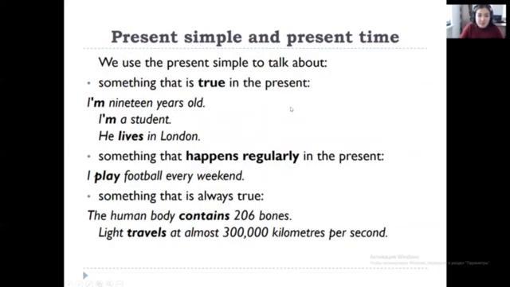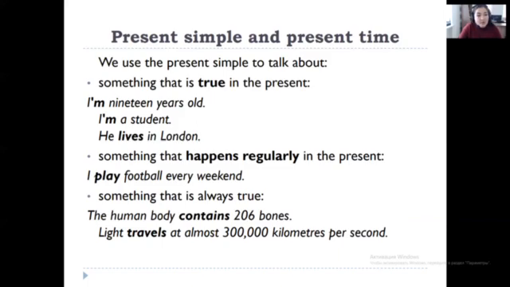Present simple and present time. We use the present simple to talk about something that is true in the present. For example, I'm 19 years old. I am a student. He lives in London. Or something that happens regularly in the present. For example, I play football every weekend.